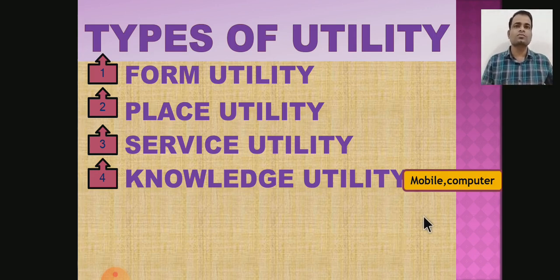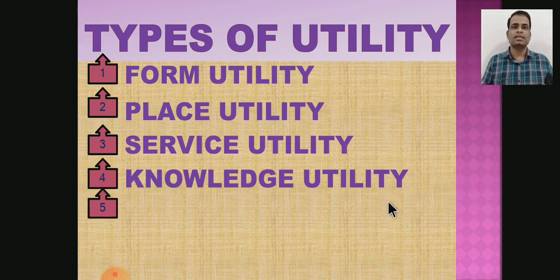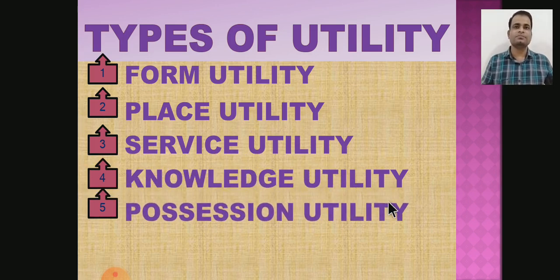So when a consumer acquires knowledge about a particular product, and as a result the utility of the product increases, such type of utility is called knowledge utility, because here knowledge is the reason behind the increase in the utility, and therefore it is known as knowledge utility. Then the next type of utility is known as possession utility.